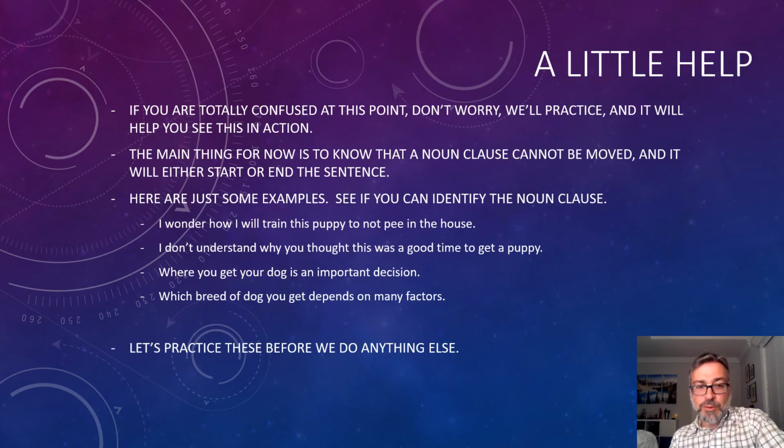If you're totally confused at this point, please don't worry. We're going to practice, and it will help you to see this in practice. The main thing to know for now is that a noun clause, hands down, is the most difficult, most confusing one, mostly because the signal words are going to be similar to the other ones we talked about for other clauses. They can't be moved, and they're going to either start or end a sentence.